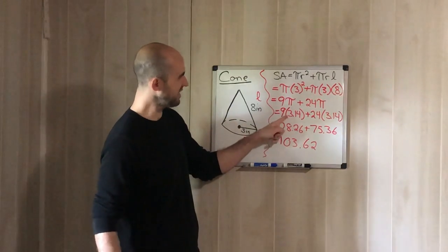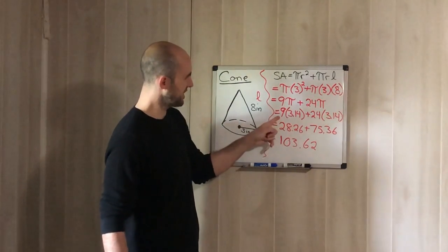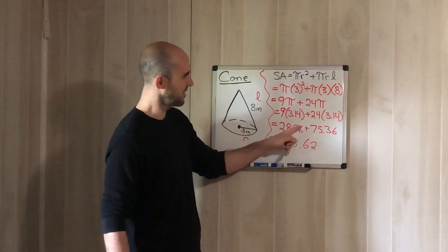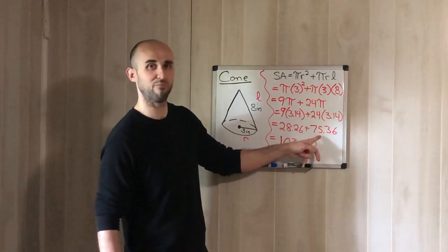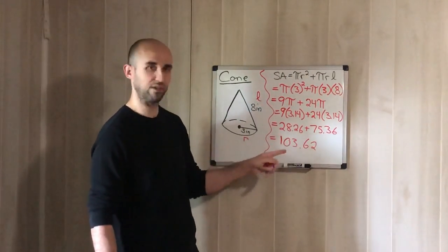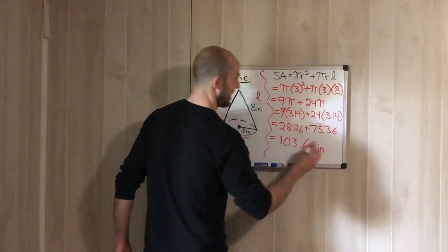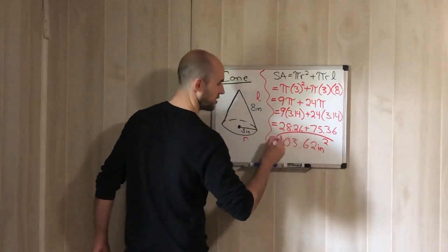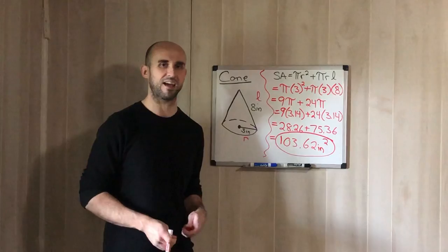And again, let me just show you where that all came from. So we had 9 times 3.14 plus 24 times 3.14 from the pis. We did 9 times 3.14, which gave us 28.26. We did 24 times 3.14, which gave us 75.36. When you add them up, it gave us 103.62. Can't forget the units, inches. And since it's surface area, it's squared. 103.62 inches squared for the surface area. It's how much is on the outside.